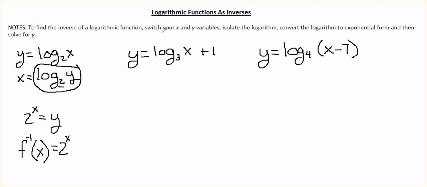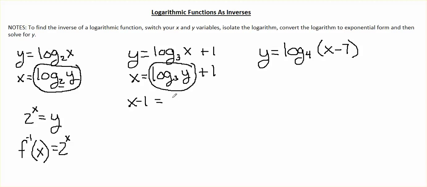All right, so let's go ahead and do the same process for these 2. The very first thing, we have to switch our variables, our x and y variable. The next thing is we need to isolate our logarithm. Our logarithm is here, so we need to get rid of this 1 over here, and we're going to subtract that from both sides. X minus 1 equals log base 3 of y. Now we're going to go ahead and convert our logarithm to exponential form. And I want you to make sure that you put this in parentheses because this is our exponent when we convert to exponential form. So we're going to get 3 to the x minus 1, and that's an exponent of power, equals y.